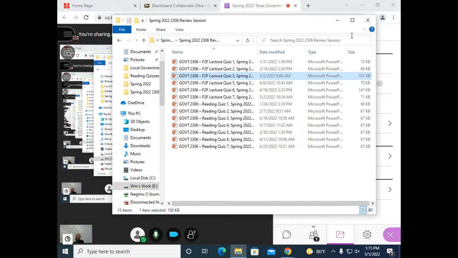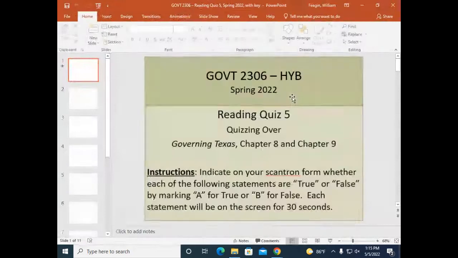Pick a number, any number. You want more recent material, or just want to continue in sequence, or about reading quiz five? Reading quiz five. Thank you, Martin.